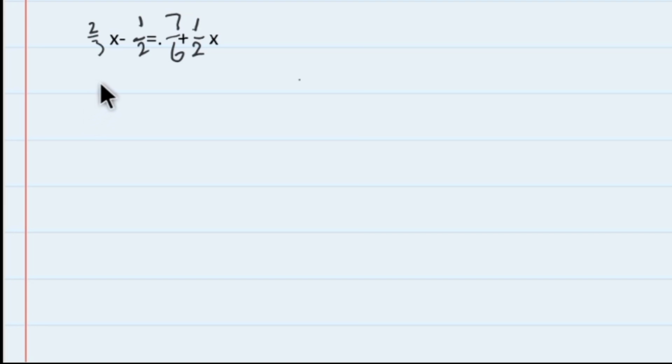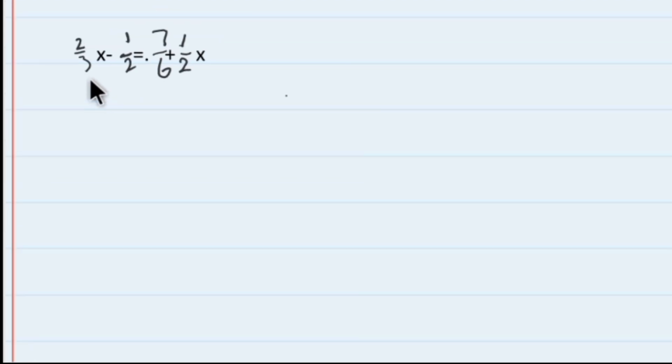The first step to solve the linear equation is to remove the parentheses on both sides of the equation. Since there are no parentheses, we move to the next step. The second step is to clear the fractions on both sides of the equation by multiplying the least common denominator, that is LCD, with all the terms of the equation.